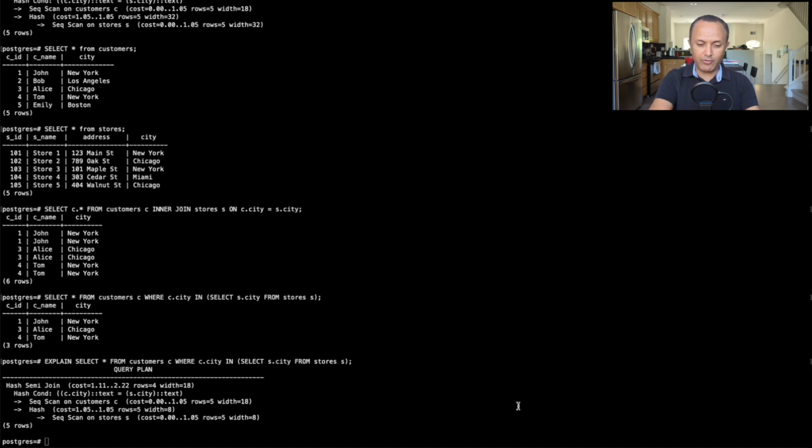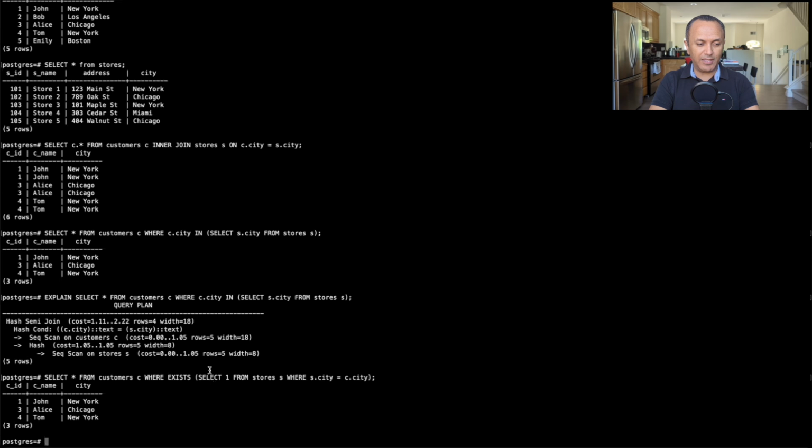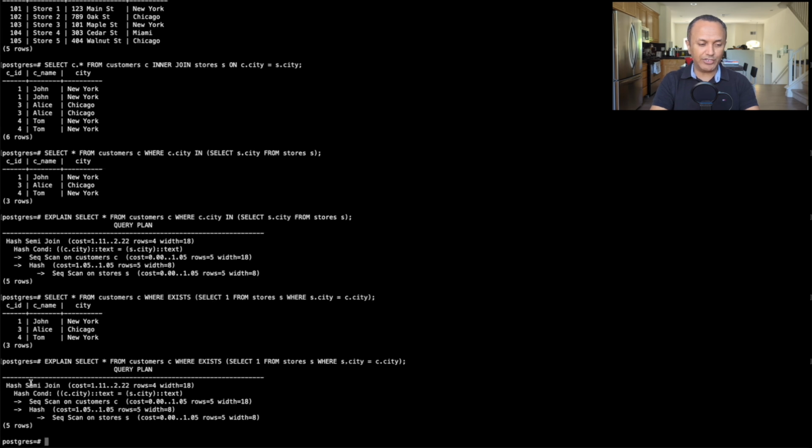Let's also try the other way of doing this using the exists subquery. So the query will look like this. Now we have where exists, and then select 1 from stores where s.city equals c.city. And we have the same result as before. And again, if we want to look at the plan, this is what the plan looks like. Again, it's a hash semi-join, the exact same plan as last time. So this is for the semi-join.